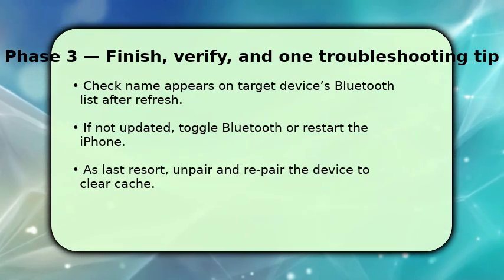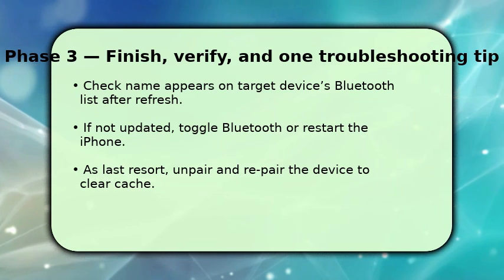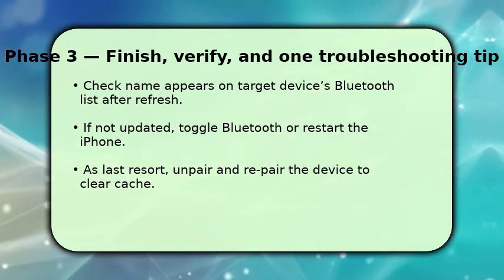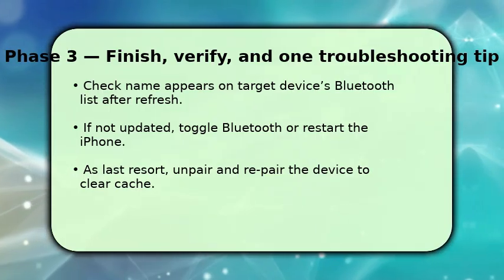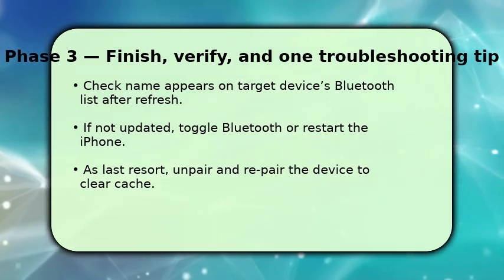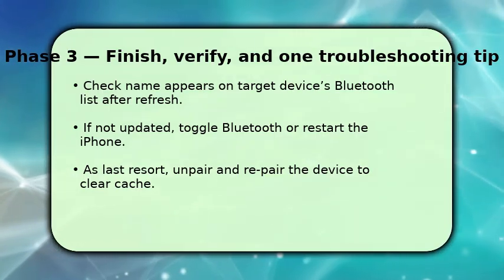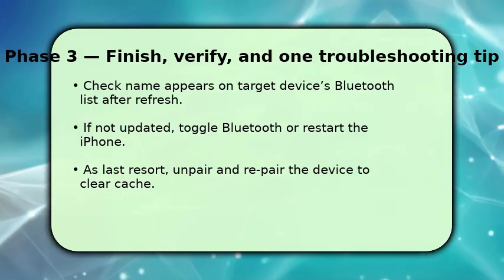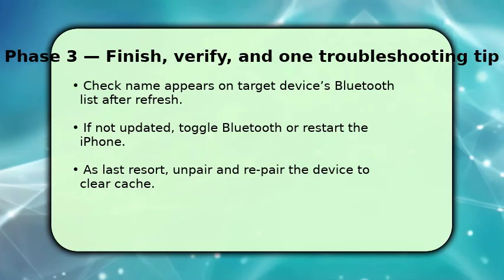Finish by verifying the new name on the other device. Open its Bluetooth list and look for the updated label. If you don't see it, toggle Bluetooth off and on, or restart your iPhone to force a broadcast refresh. Make sure the other device hasn't cached the old name. If it has, unpair and then repair. That usually resolves stubborn cases.